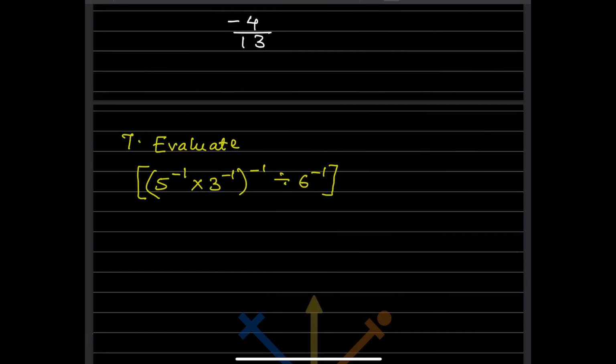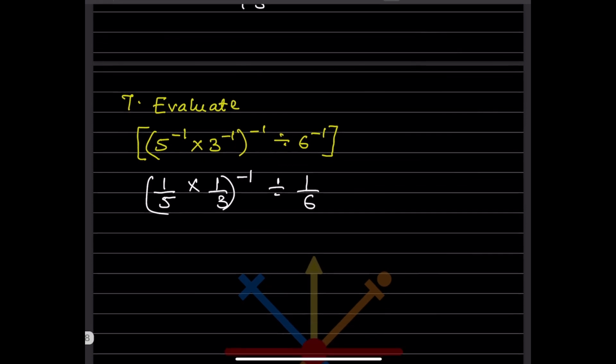So now here you can make the exponents first the positive. So you can write for this was 1 by 5, and this you can write as 1 by 3 raised to minus 1. Now let us keep it at the side first, and this 6 raised to minus 1 you can make it to 1 by 6. So what you can see now, actually this is multiplication. So you can multiply this one first.